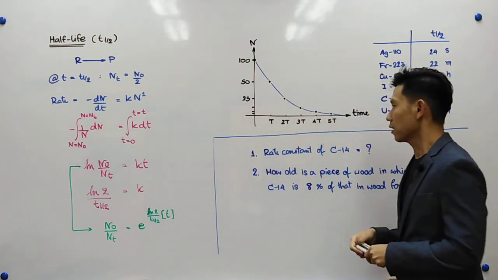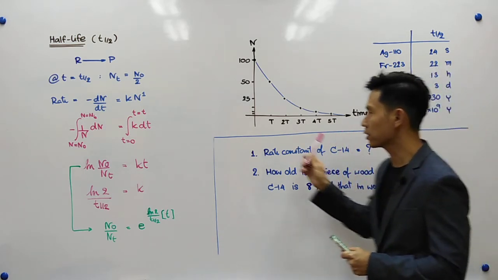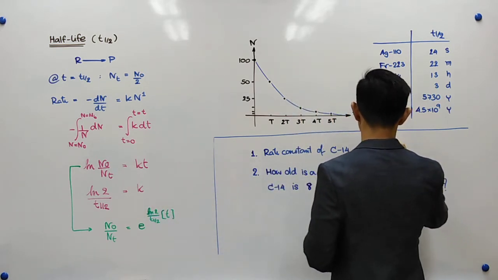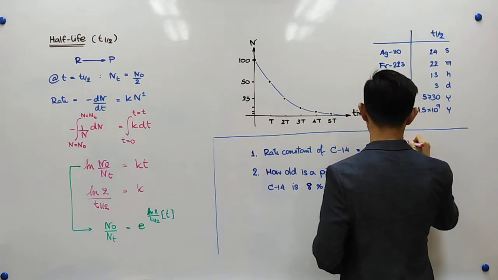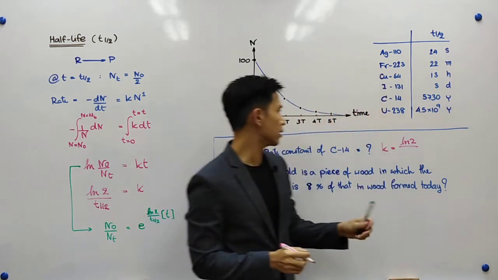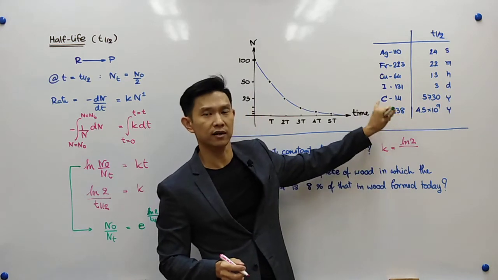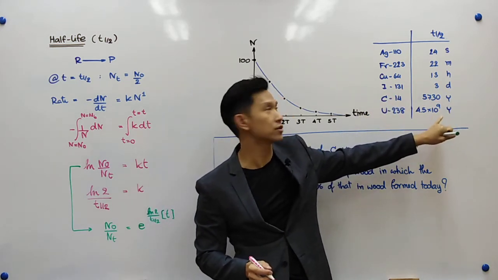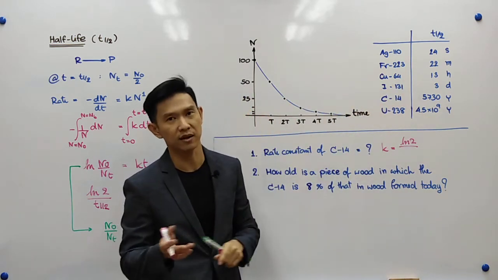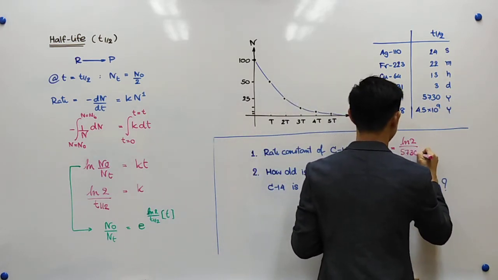Okay, so now the first question is to find the rate constant of carbon-14. So we're going to use this one and then we find the K. So K is equal to Ln2 divided by the half-life of carbon-14. The unit of K will be equal to the unit of half-life that you're using, right? You can use second, minute, whatever. So I will use year. I don't care about the SI unit anyway.